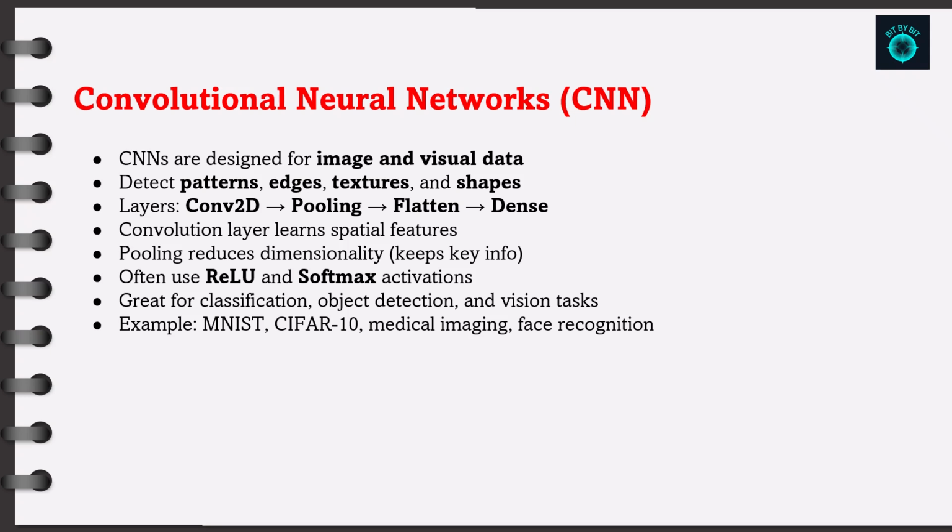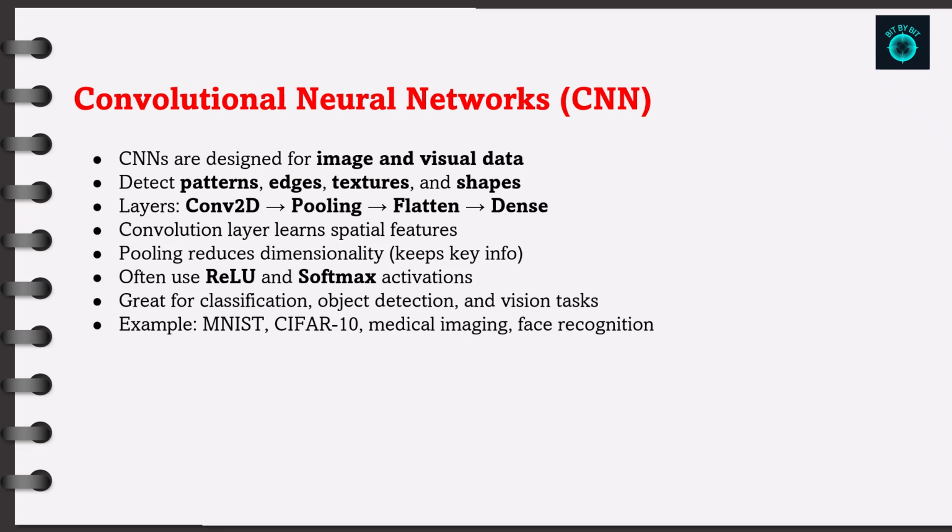Convolutional neural networks, CNN. Convolutional neural networks are the backbone of most computer vision systems today. They are specifically designed to handle image data, where spatial patterns like edges, textures, and shapes are important. A CNN learns to detect features automatically using convolution layers. These layers slide small filters, or kernels, across the image and capture local patterns. Then, pooling layers reduce the size of the data while keeping the most important information. This makes the model faster and less prone to overfitting.